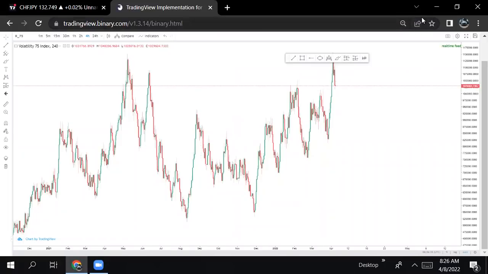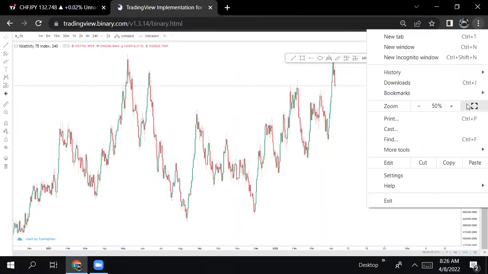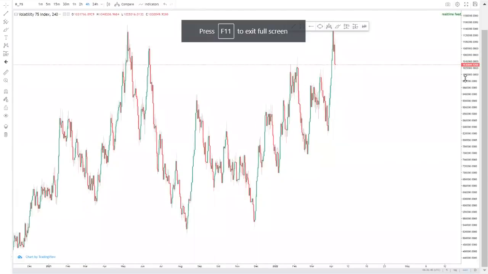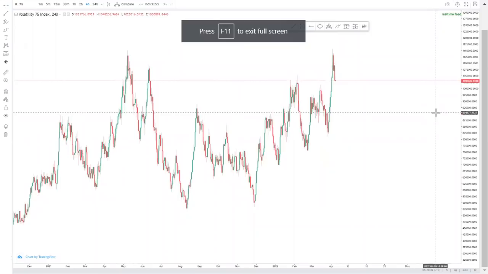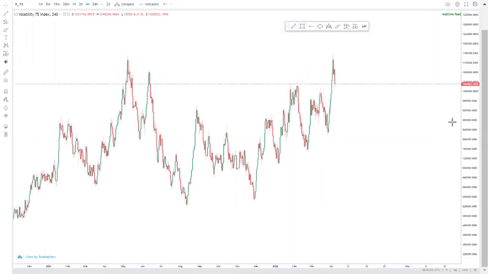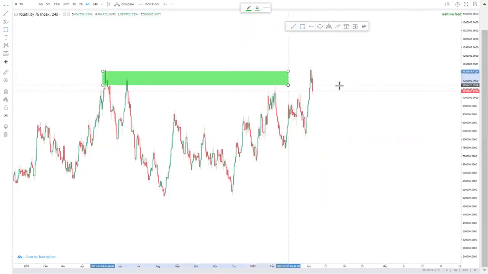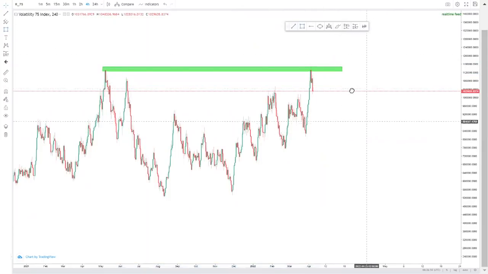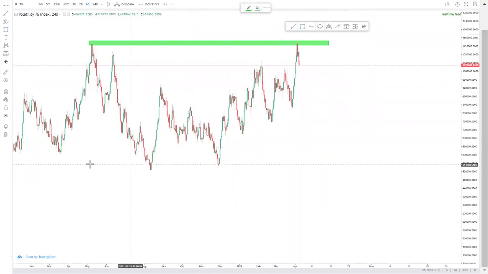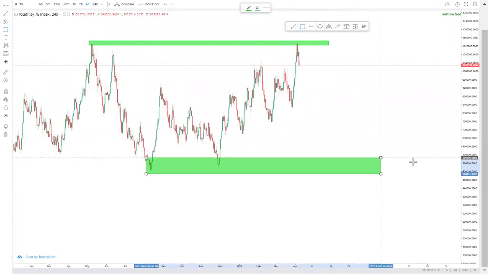So okay guys, today we're gonna start with something interesting, which is VIX 75. But from VIX 75, we're gonna be analyzing the rest. So okay guys, we're looking at VIX 75. Let's look at it from the 4 hour. So if we were to highlight the highest side on VIX 75, and if we were to highlight the lowest low, that would be the lowest low.